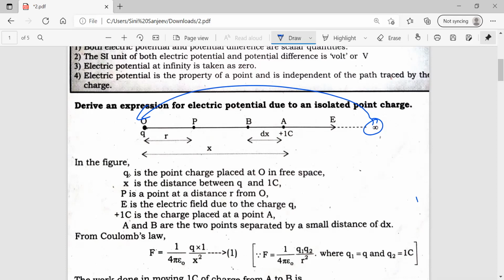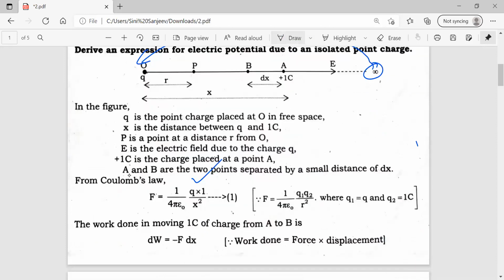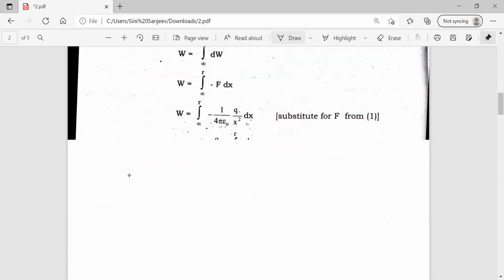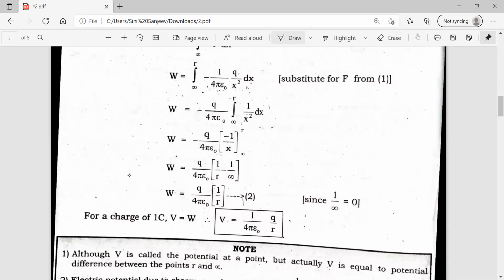E is equal to 1 by 4 pi epsilon naught q by r square, because here we are using only a single point charge. Correct. But the most important thing we have to memorize here is for the electric potential, since it is x square here, the answer will be just x. This whole thing will be the same, 1 by 4 pi epsilon naught q by x. That's it. Okay, that will be our answer. So we should always have this answer in our mind.